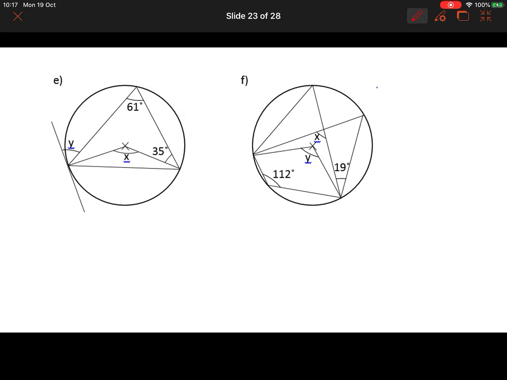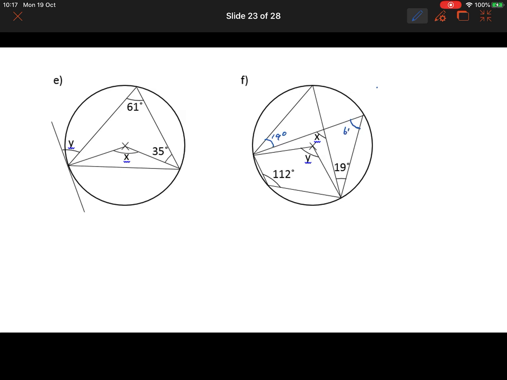Again, we've got to find x and y. So let's have a look. First things first, let's just write in everything I think I can know. I think this one's got to be 19 because angles from the same chord are equal. I'm not sure that is particularly helpful, but I'll tell you what is helpful.